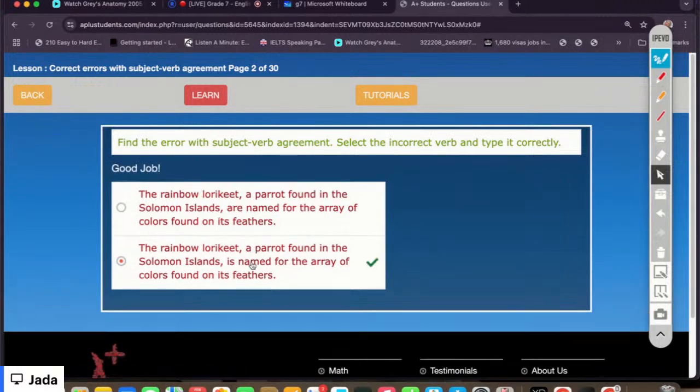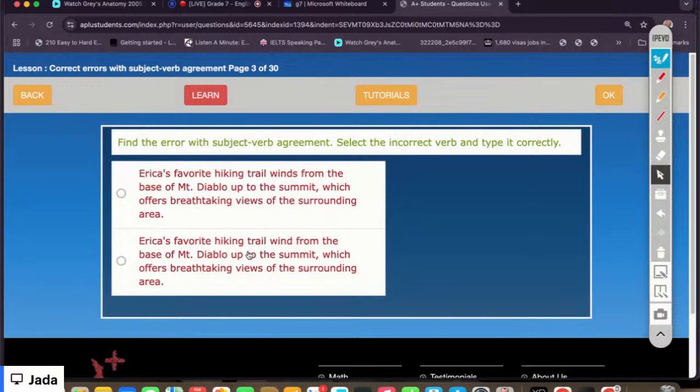So we have is and are, but it's talking about just one parrot, the rainbow lorikeet. So it cannot be are. Are is, of course, we know that are is for the plural. So is for singular.